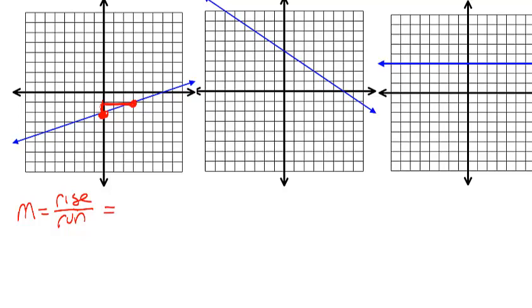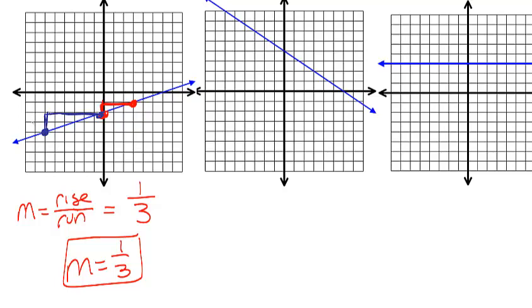So how far am I rising? I'm just going up 1, and I'm running 1, 2, 3. So my slope is 1/3. Now technically you could have picked 2 different points. Let me just show you that. You could have picked maybe this point right here and this point right here. You could rise 2 and run 6 instead of rising 1 and running 3.